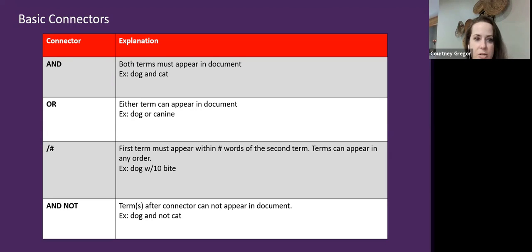Then the second connector we have is the OR connector. That's good for synonyms. So you could have either of these terms. Any of them would be acceptable for you. So in this case, we have an example of dog or canine, but I also just encourage you to think about the way a judge, if you're looking for cases, would be talking about your key term in the opinion. So don't necessarily pigeonhole yourself.